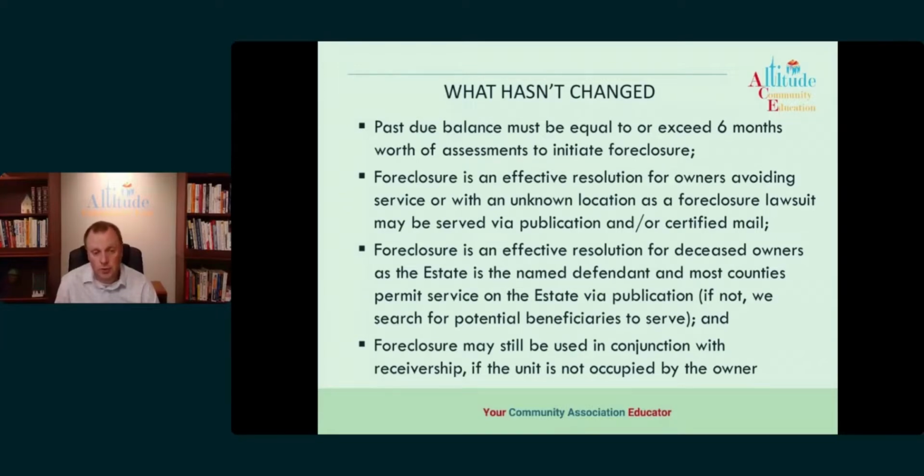And so when you use a foreclosure, most of the counties will permit service on the estate via publication. Because oftentimes when these individuals die, they don't tell us who's going to get the property. Maybe they set up a trust, maybe they didn't, maybe they have a will, maybe they haven't. We don't know who the beneficiaries are. It makes it very difficult for the association to determine who's actually responsible for this. So if we sue the estate, that gives us a road to the association collecting money.